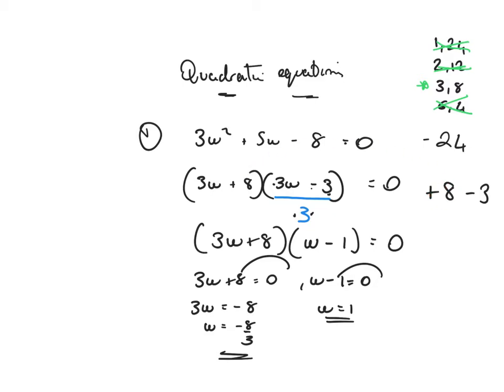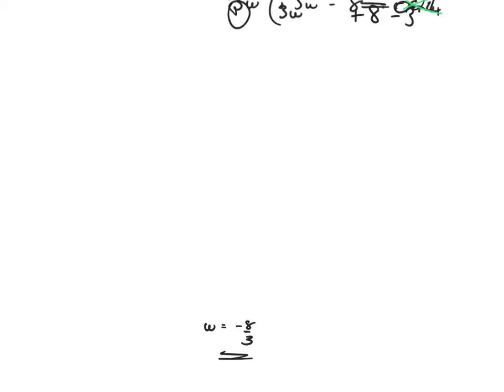So the plus 8 goes here and the minus 3 goes here. Drop the 3w here and drop the 3w here. The first bracket can't be factorised further, but I can take out a common factor of 3 here. So I do so, and that brings this down to w and that down to 1. And then I just solve both from there.